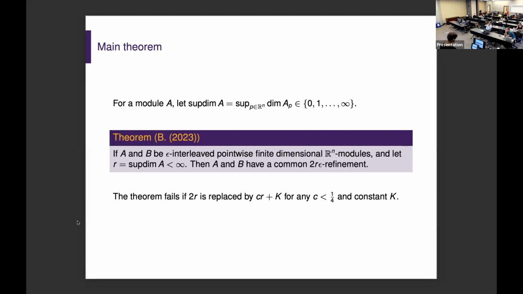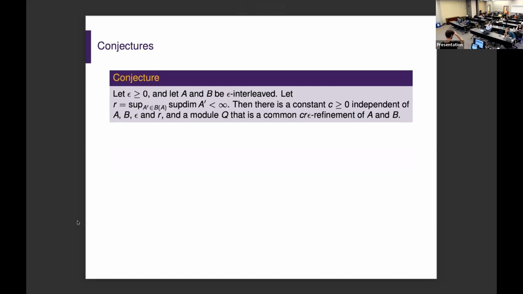But there are some cases that I think are interesting where you can potentially improve this a lot. And that leads us to this conjecture. So now I've just written up exactly the theorem that we saw, except that I replaced the 2 by some constant C here. It turns out that this will have to be at least 3. And then this R here, which was the maximal pointwise dimension of A, is now the maximal pointwise dimension of any summand of A.